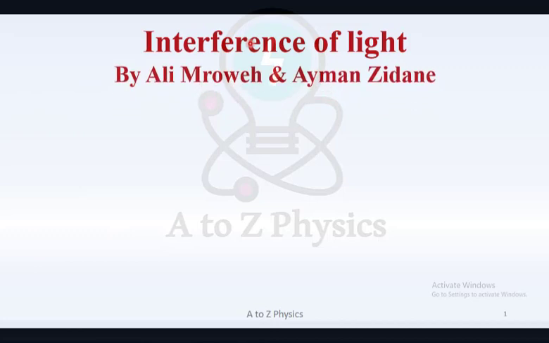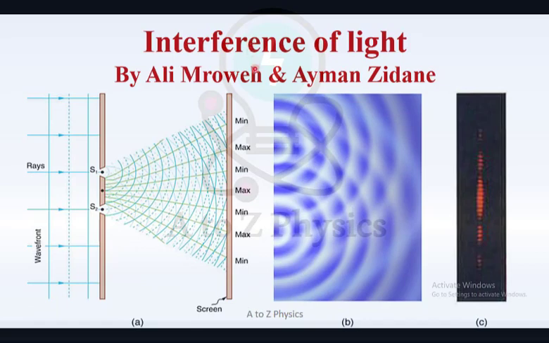Hi everybody! In this video we are going to talk about interference of light. In this photo there is an interference of waves. One is caused by mechanical waves, interference of water, and the other is caused by light, which is the subject of our lesson.